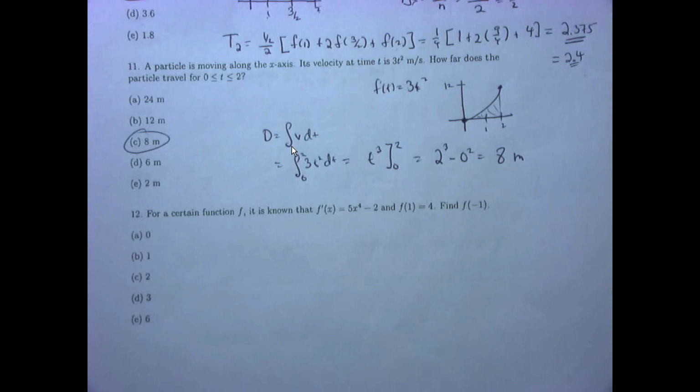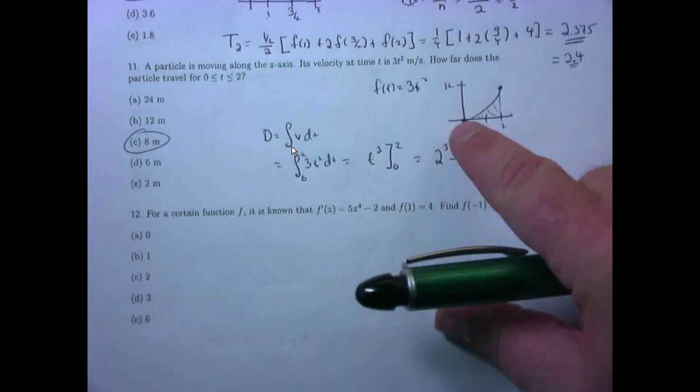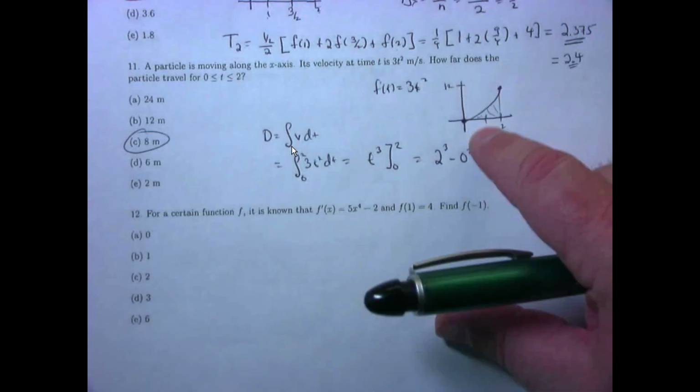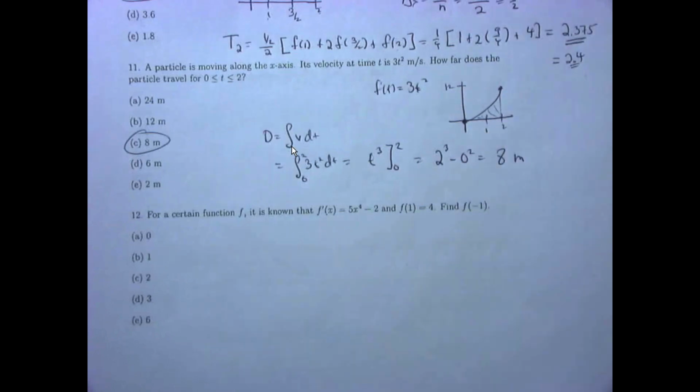Does that make sense? However, if this function had switched from going up and then back down below the x-axis, you would have to break off the positive part above the x-axis area from the negative part, find the two different areas, make them absolute value, make everybody positive, and add them together to get total distance traveled. Does that make sense? All right.